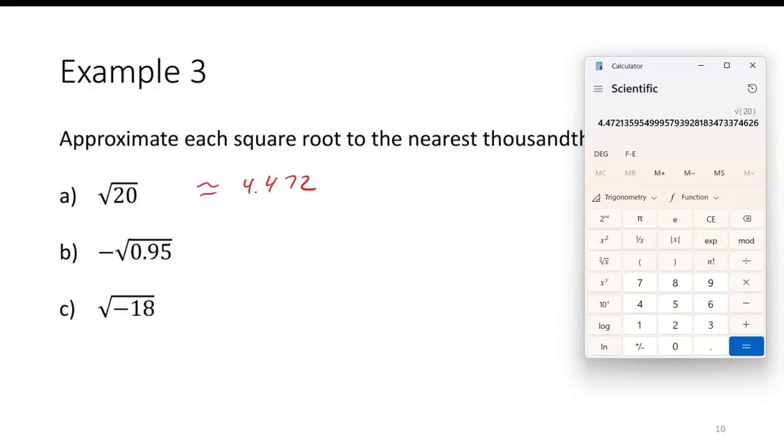If I want to try 0.95 square root and then change it to negative. This next one is approximately negative 0.975.